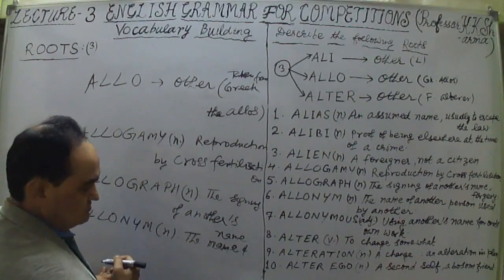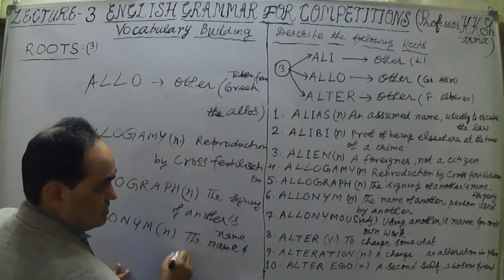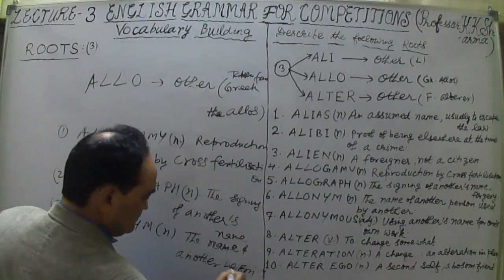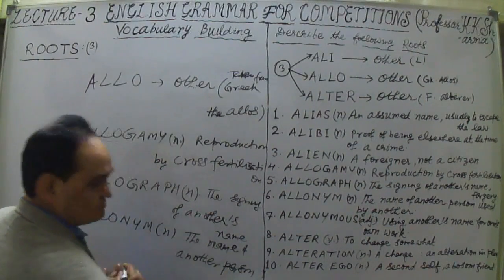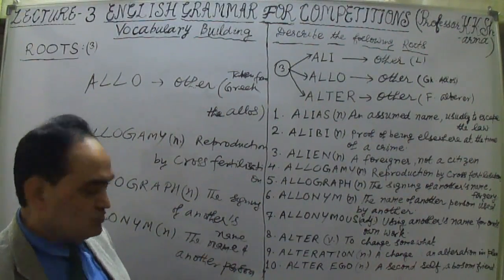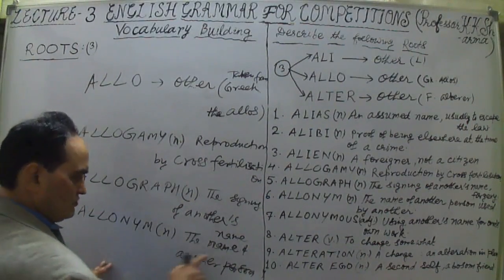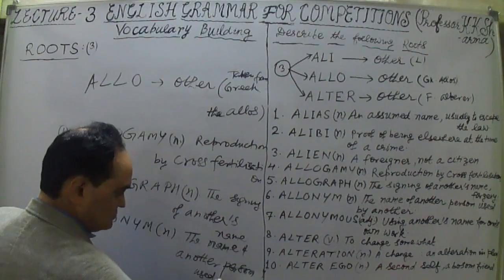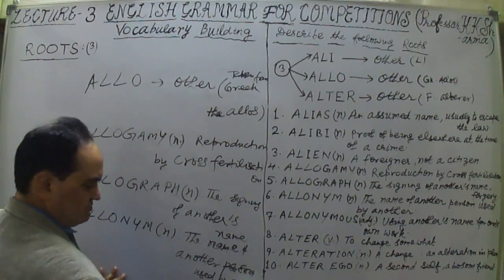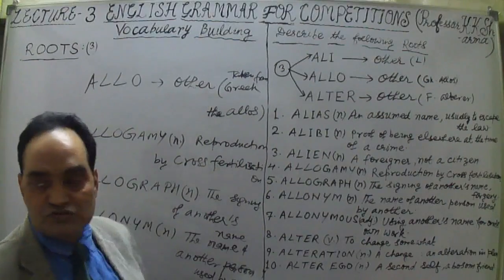This alter word also means other. The name of another person. So this is allonym. Nym means name, allo means other: other's name. Taking the name of another person, the name of another person used by another, or using another's name. The name of another person used by another.